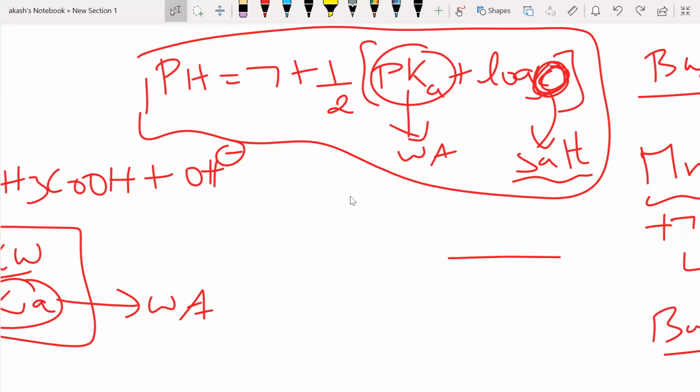So tell me, if I have a strong acid and a strong base and neutralization will happen, what will be the pH of that particular solution? 7. Okay, 7, that's what we expect. Now, this case will happen only if the number of moles of acid and the number of moles of base are the same. But what if something is in excess? At that time, how will you decide whether the pH will be in this range or in this range?